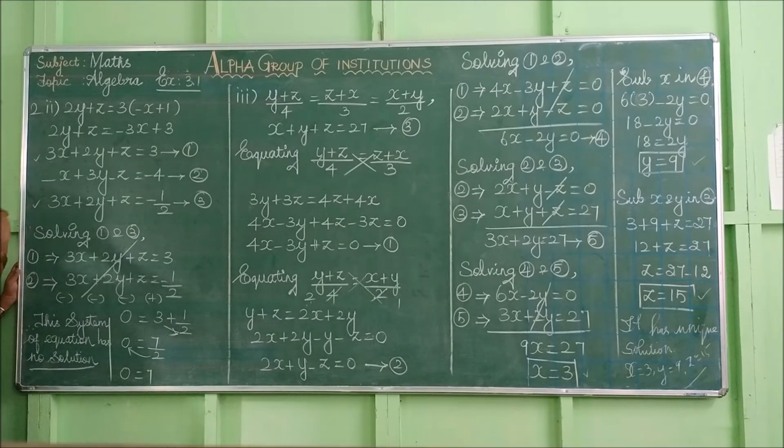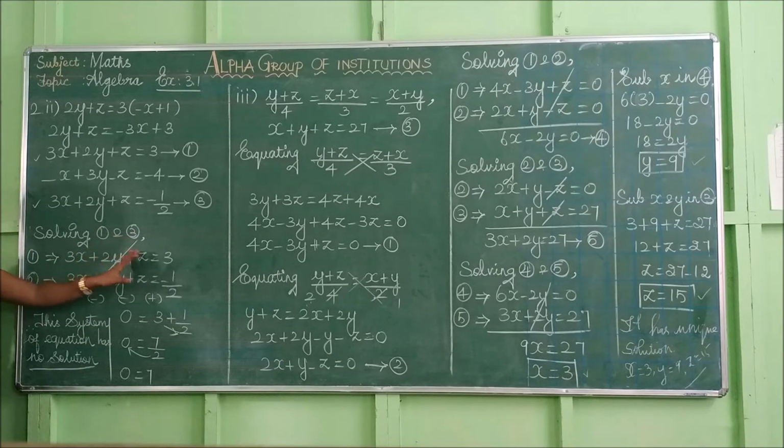Then the second equation: minus x plus 3y minus z is equal to minus 4. Then third: 3x plus 2y plus z is equal to minus 1 by 2. You should not change any of these two equations, because look at the first and third. What is first? 3x, here also 3x. 2y, here also 2y, plus z. Only the constant terms get changed. If you change the sign, all the x, y, z terms get cancelled.